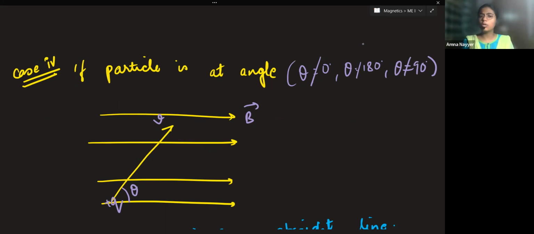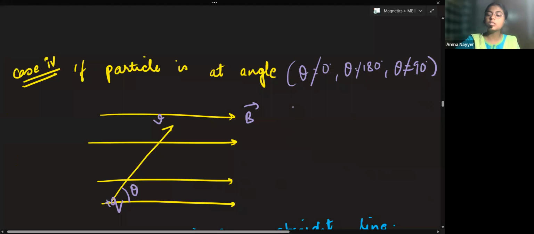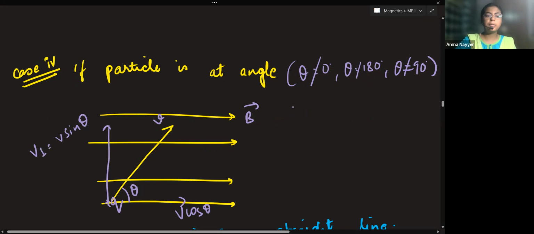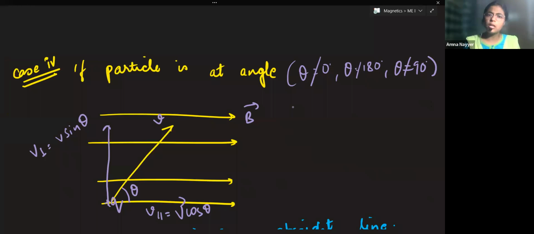What we'll do, we'll try to resolve the velocity. Again, I'm repeating this many times because this is basic physics for you all. Whenever an angle is made with an axis, that axis gets the trigonometric component as cosine. This axis will have V cos theta and the perpendicular one to it will have V sin theta. So this is V perpendicular and this is V parallel. Now these are the velocity components. One velocity is moving upwards, the other velocity is moving forward.